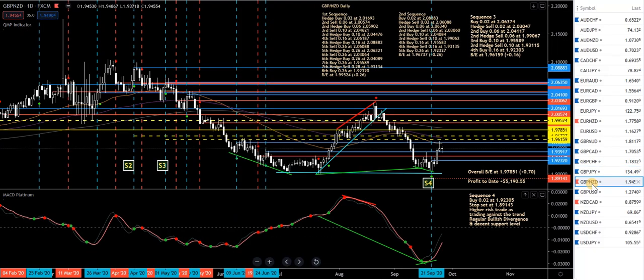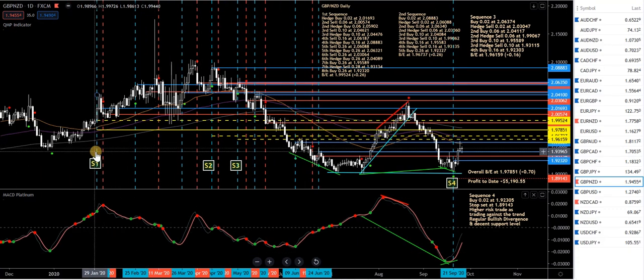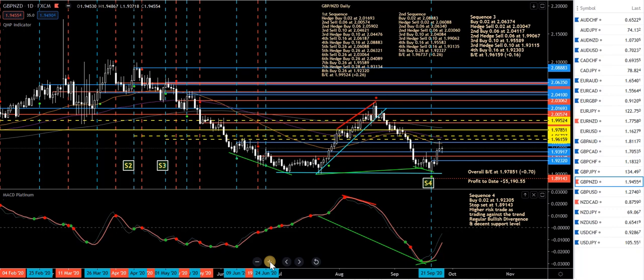Pound New Zealand, here's one that's given me grief. All right, I'm in quite a few sequences here, as you can see. Sequence 1 starts all the way back here, late January this year, so I've been in a lot of trades. Now, before you get all stressed about it, I'm not stressed about it.